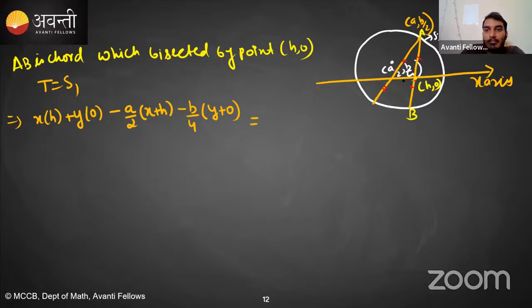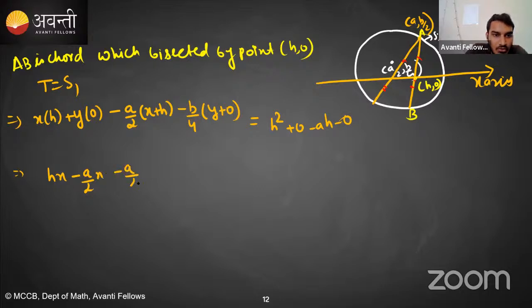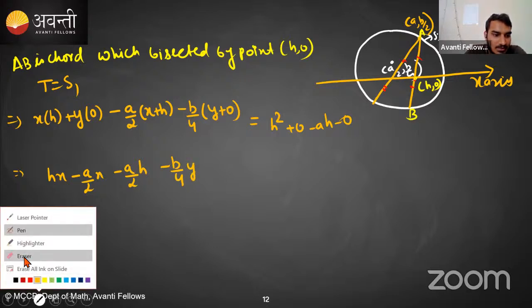What is S1? Put the point h comma 0 in the circle. So it is clearly h square plus 0 minus ah minus 0. So कितना आ गया ये? This is nothing but hx minus a by 2 into x minus a by 2 into h minus b by 4 into y. 1 second, इसको और अच्छे से कर सकते हैं.